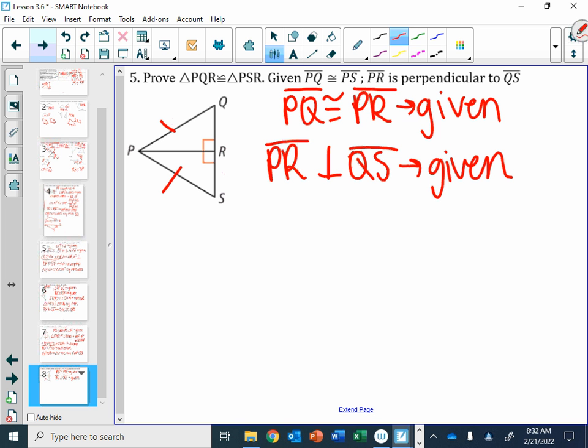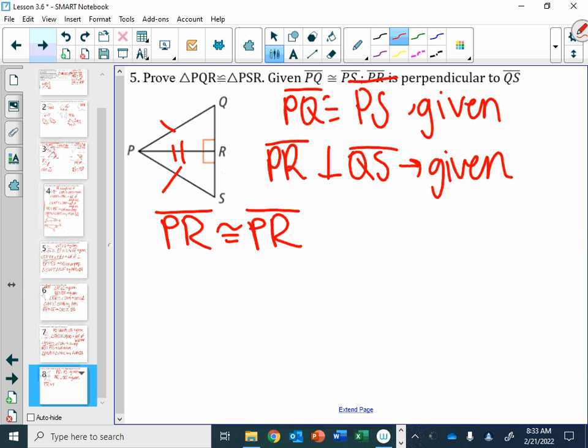For the perpendicular? Oh, yes, you're correct, I'm sorry. PQ and PS, yes. Yes, thank you. PQ and PS, I apologize. Alright. What else can I figure out from here? PR is congruent to itself, right? Good. So by reflexive.